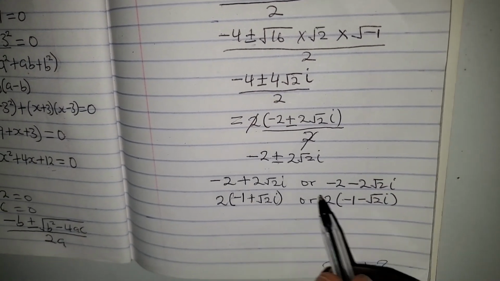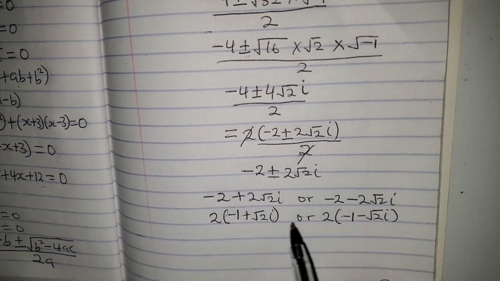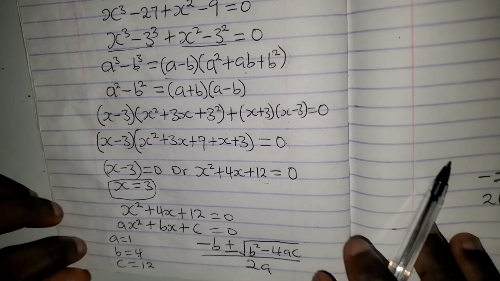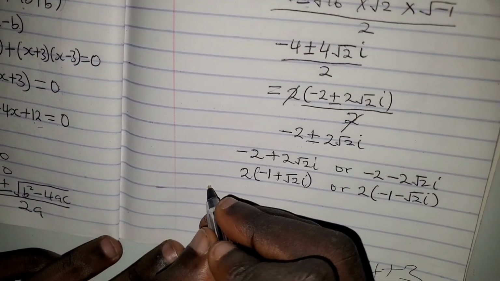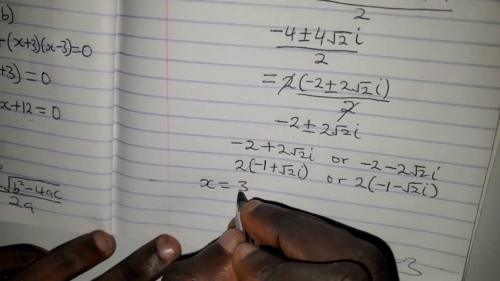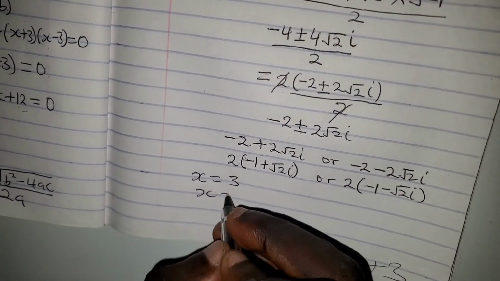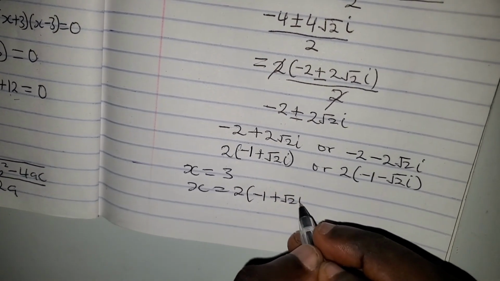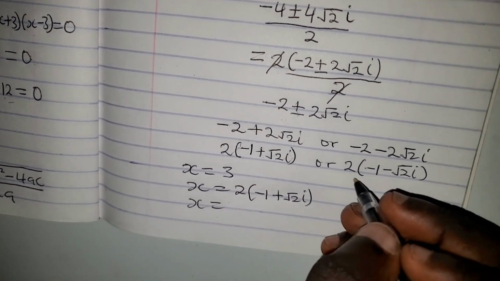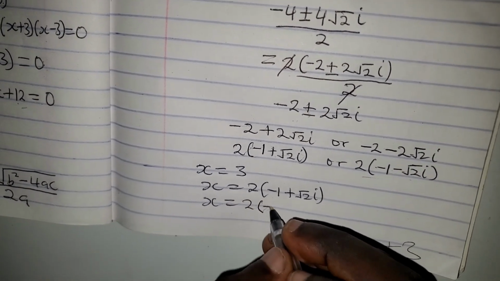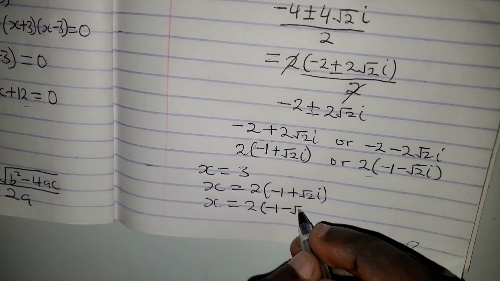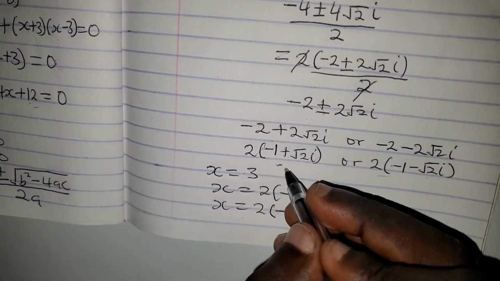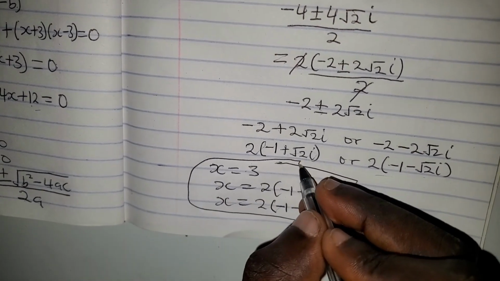So these are the two answers that are not real, while the first one we got here is the one that is real. So our answers are: x equals 3; x equals 2 into bracket minus 1 plus root 2i; and x equals 2 into bracket minus 1 minus root 2i. These two are not real, while this one is real. This is our final answer.